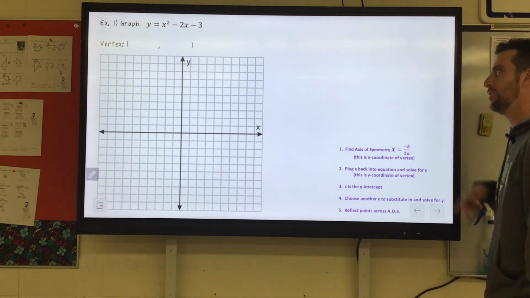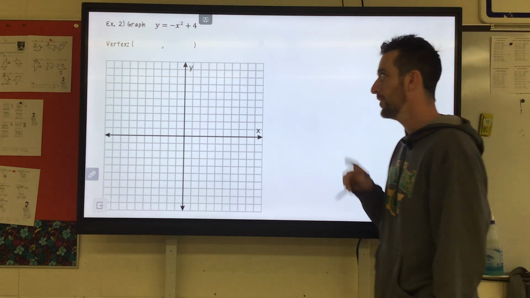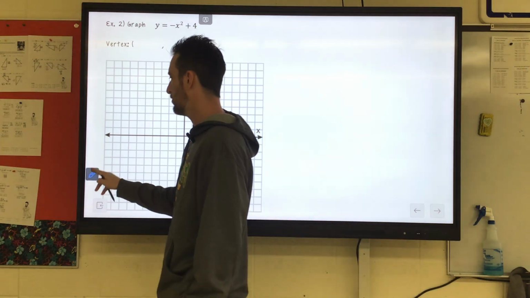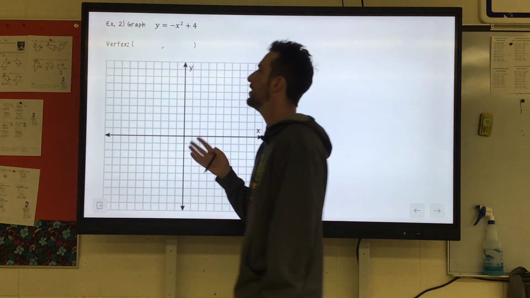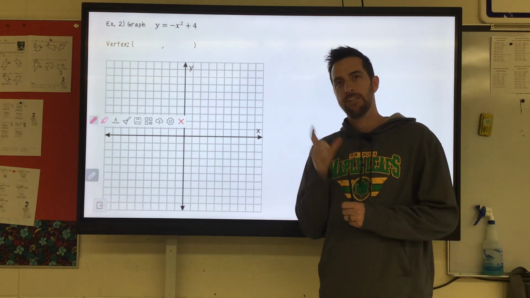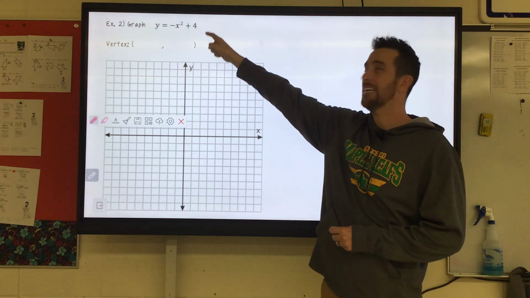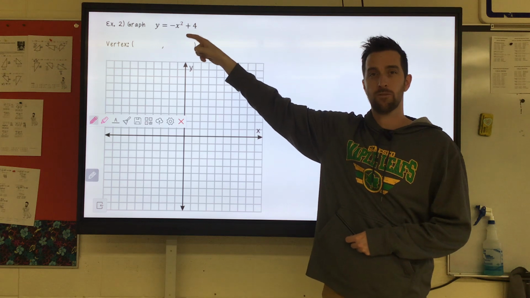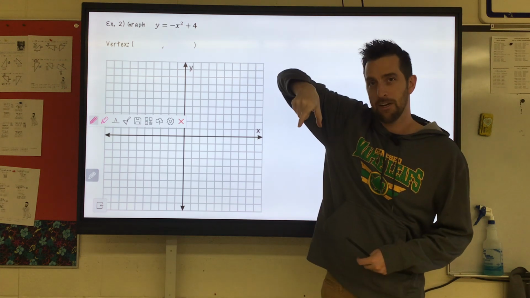Let's try another one. We got 2 more today. Negative x squared plus 4. Here's something I didn't even point out on the last one. But when a is positive, it's going to be a U-shaped graph. This a is negative 1. Out in front of the x squared is negative 1. That means it's going to be an upside down U.